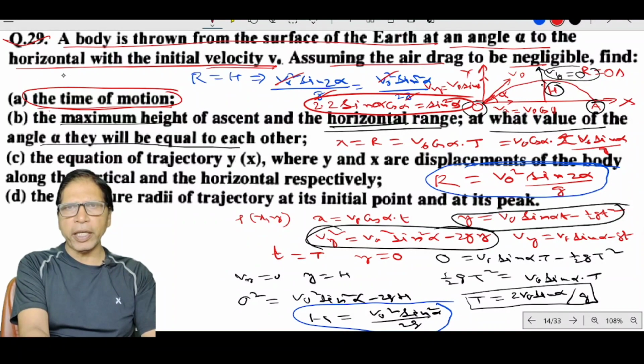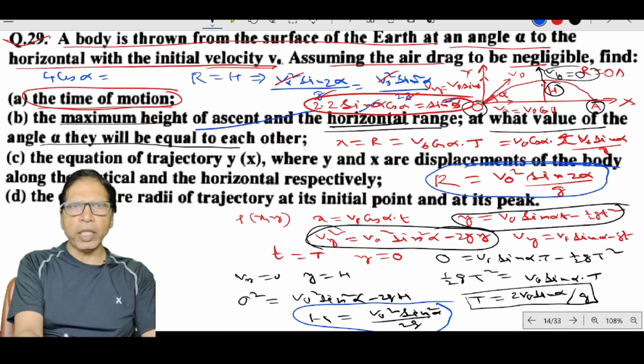From this equation, we can easily calculate: sine alpha cancels out. So look at this, this is 4 cos alpha. This equals sine alpha. Therefore, tan alpha equals 4. Therefore, alpha equals tan inverse 4.